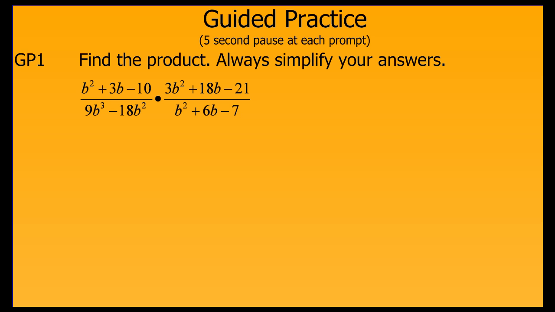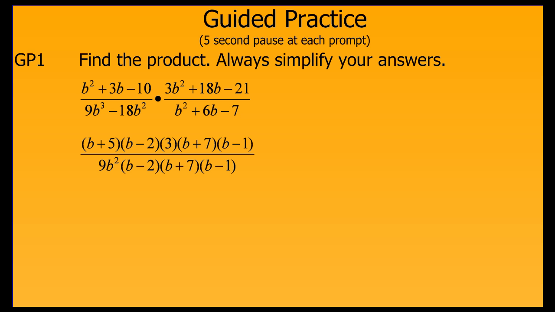So our first question is, what are we trying to do here? What we're trying to do is multiply these rational expressions, simplify them, and then state any excluded values that would make our denominator 0. How do we do that? First, we factor the numerators and the denominators. Now what?